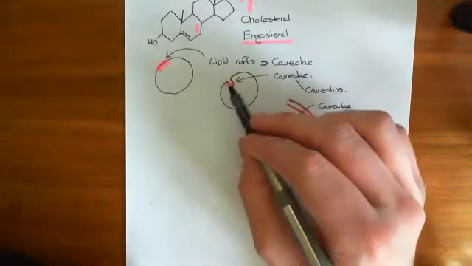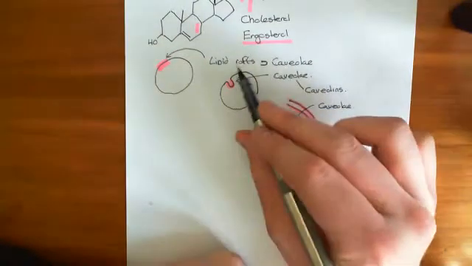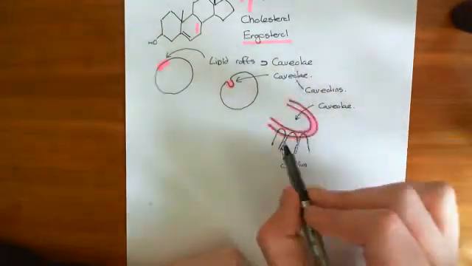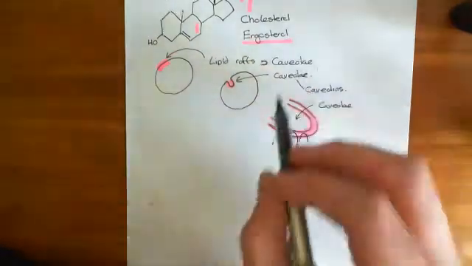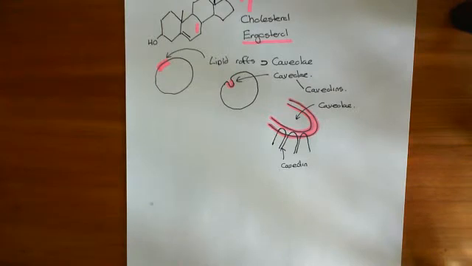So that's how caveolins form caveolae within lipid rafts. Often lipid rafts do associate with caveolins, and then those caveolins cause this invagination that leads to the formation of a caveolae.